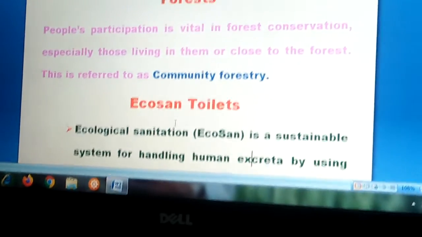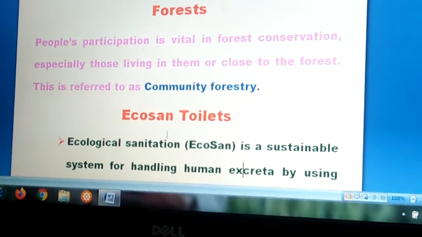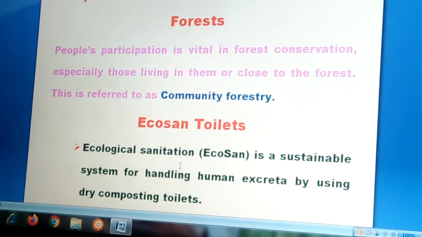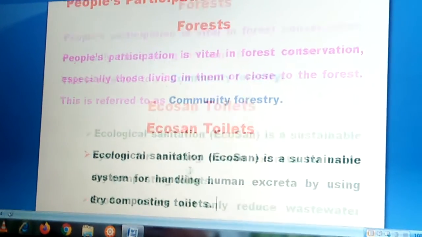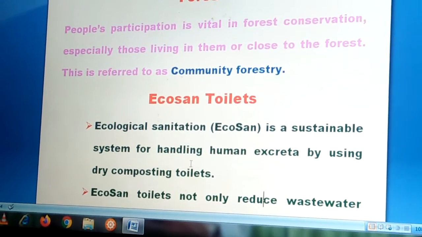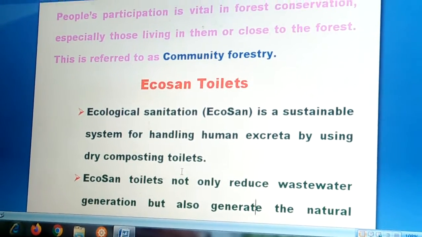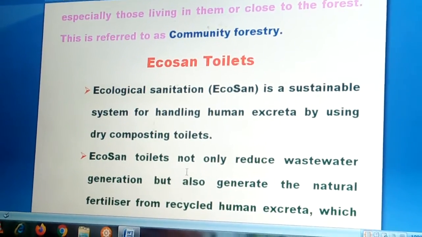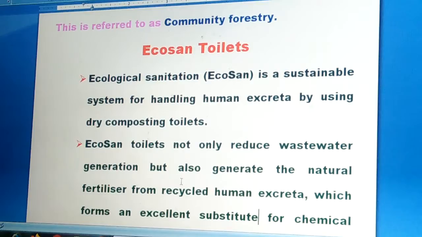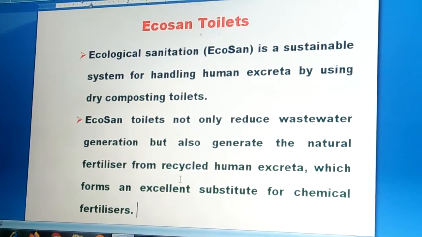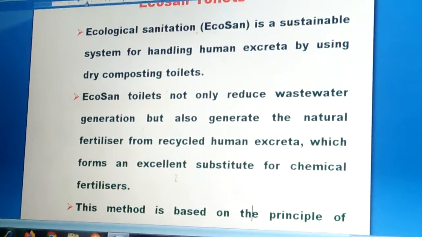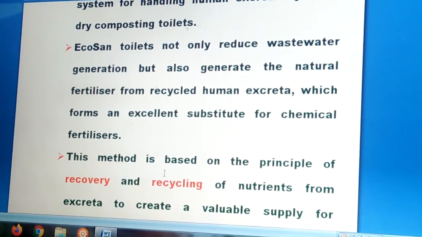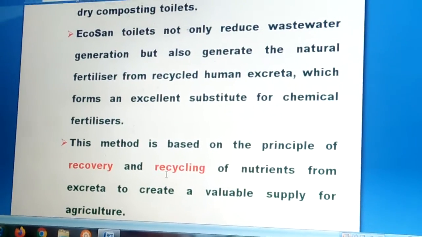Next we can see eco-san toilets. Eco-san toilet stands for ecological sanitation. It is a sustainable system for handling human excreta by using dry composting toilets. Eco-san toilets not only reduce wastewater generation but also generate natural fertilizer from recycled human excreta, which forms an excellent substitute for chemical fertilizer. This is based on the principle of recovery and recycling of nutrients from the excreta to create a valuable supply for agriculture.